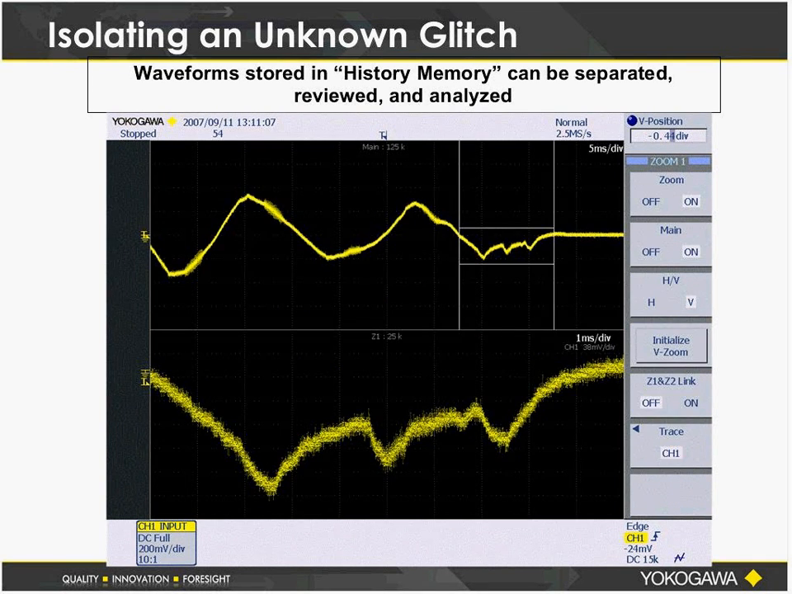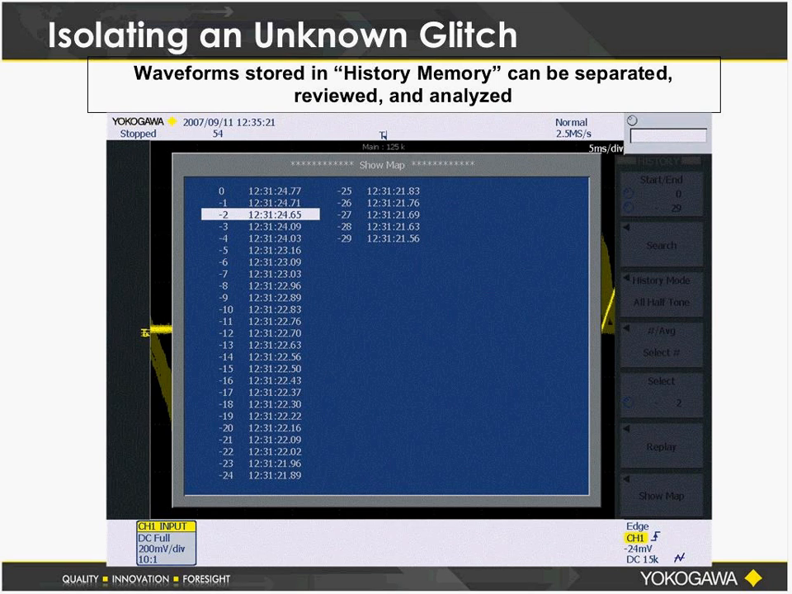Here's where you're seeing we've separated the glitch. We've actually taken a look at its timestamp among other triggers, and we're able to take some cursor measurements.